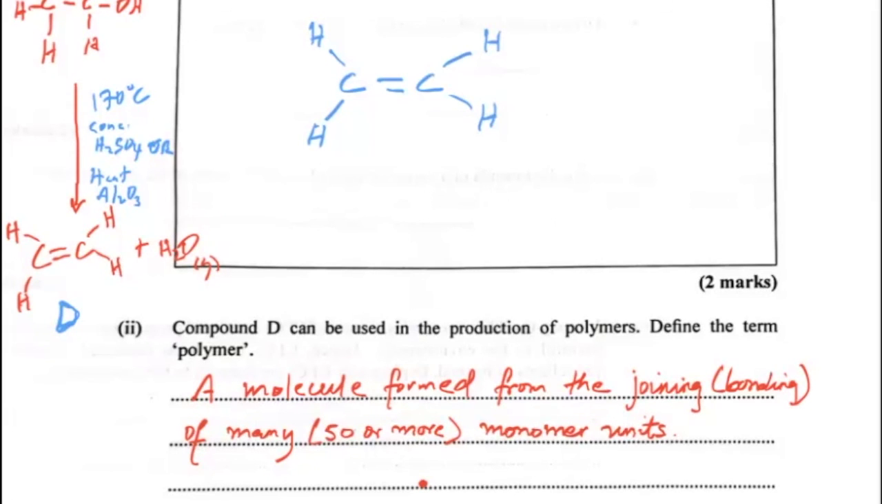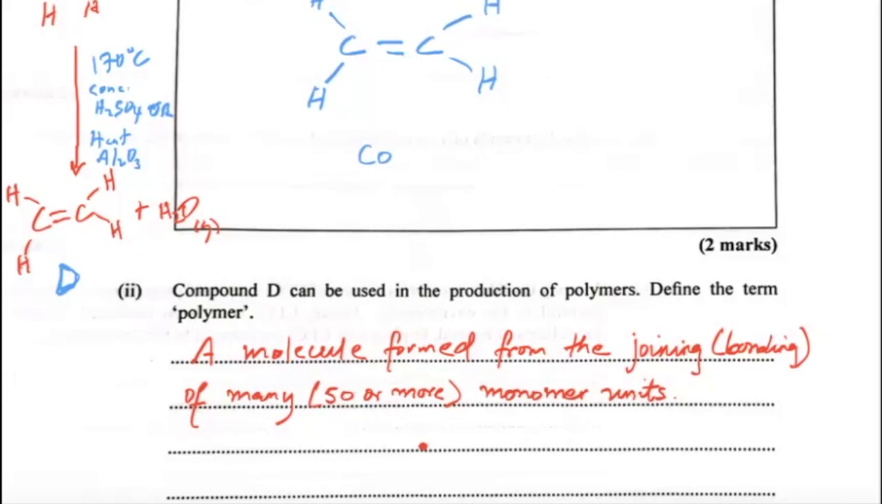So of course, we have our definition for polymer as we did earlier. And we know that the type of polymerization that the molecule above, compound B, would take part in is addition polymerization.